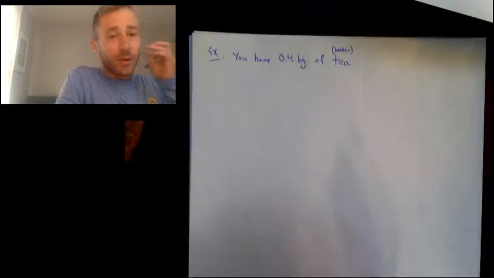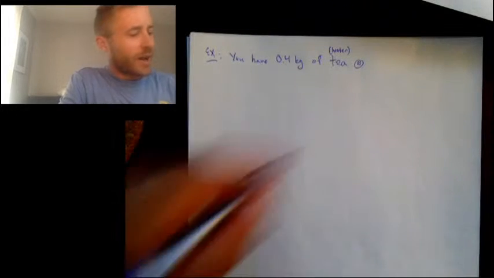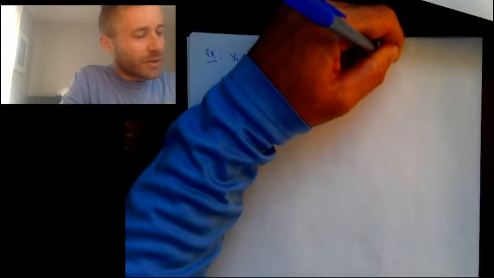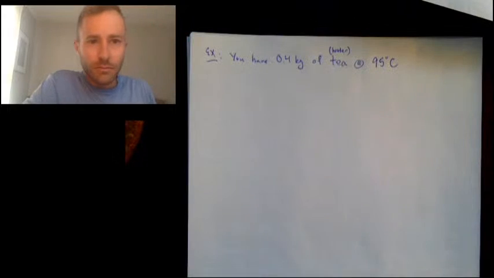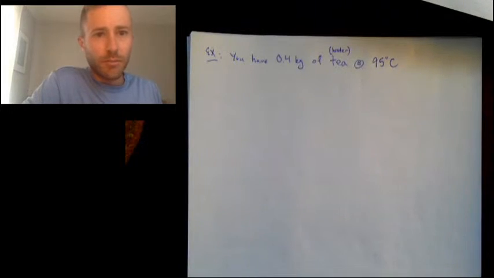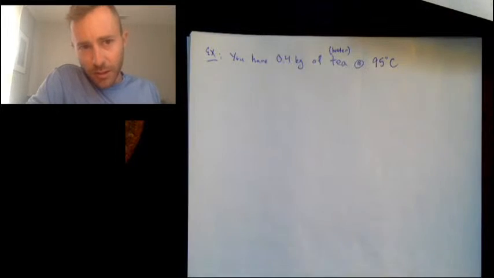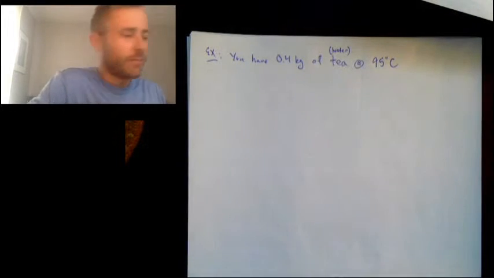You have 0.4 kilograms of tea, and it's at 95 degrees Celsius. Okay. That's too hot to drink. You're going to burn yourself. Okay. So we'll do what my grandma did, which is add ice to her tea.